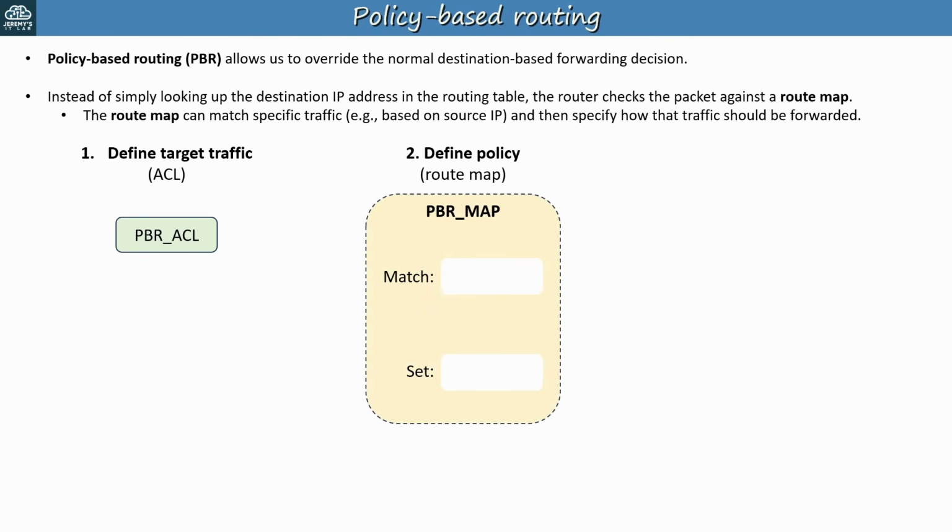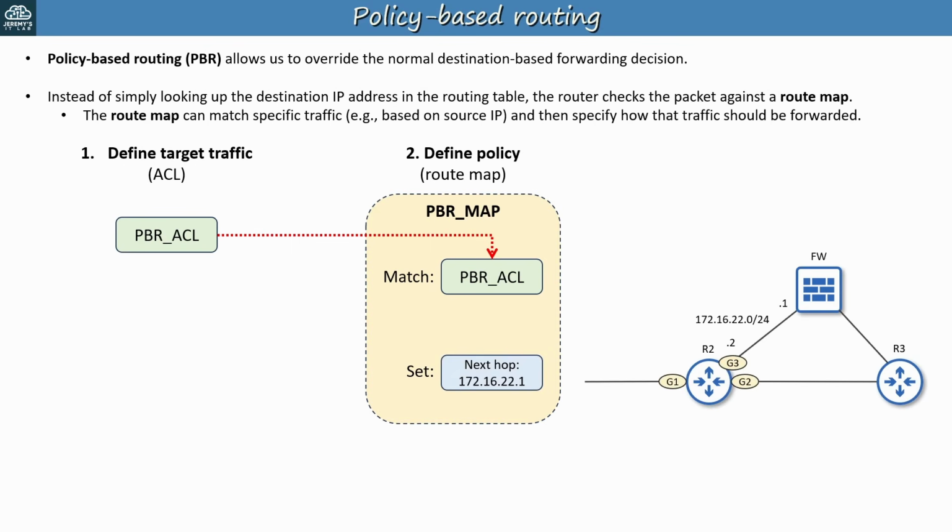Route maps use match and set statements. For the match statement of our route map, we use our ACL from step 1. This means that traffic that matches this ACL should be forwarded according to the instructions in the set statement. I'll say set next hop 172.16.22.1, the IP address of the firewall. Now our route map is complete, but it doesn't actually do anything until you apply it, which is step 3.